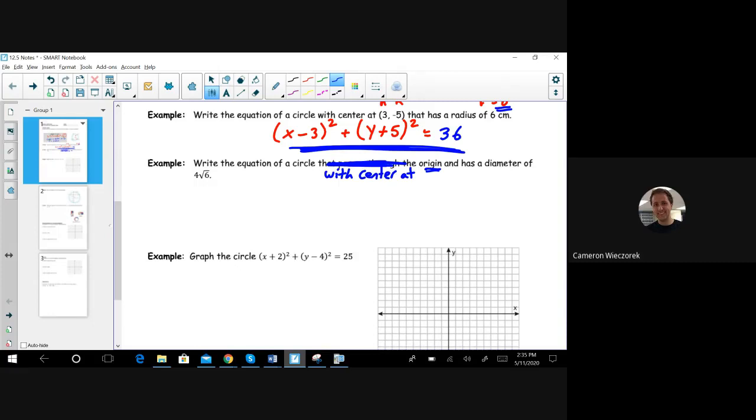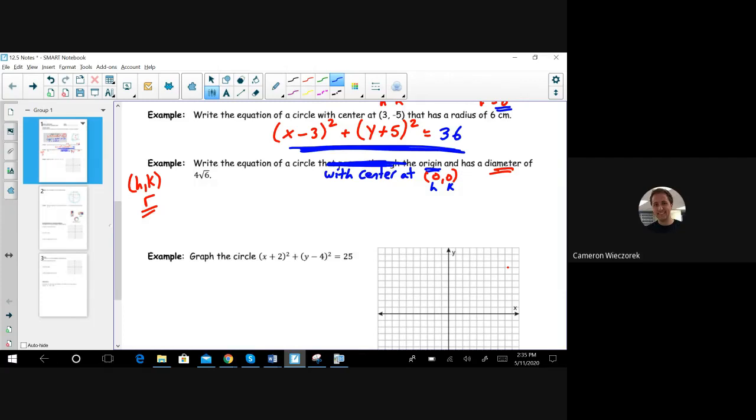Okay, so we want the equation of a circle with a center at the origin, and the diameter, not the radius, the diameter is 4√6. What do we need before we can write the equation? We need to know the center, (h, k), and we need to know what the radius is. Well, the origin, I know right away, is (0, 0). So this is my h, this is my k.